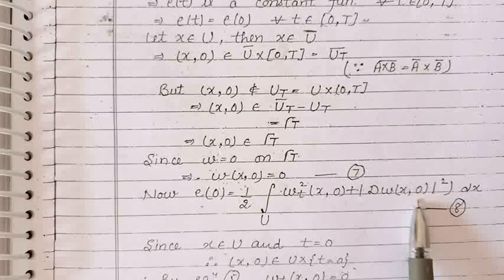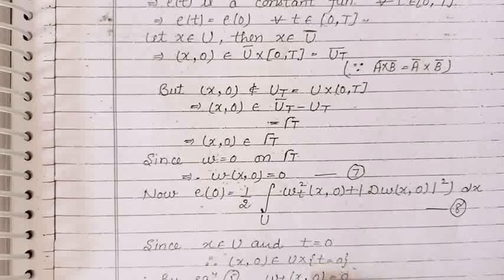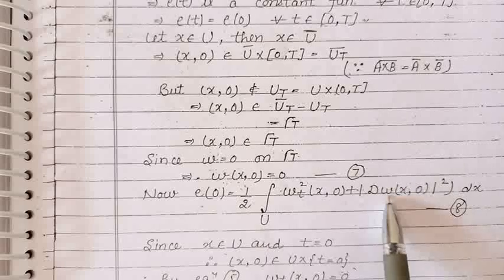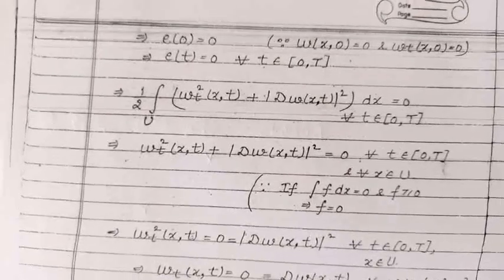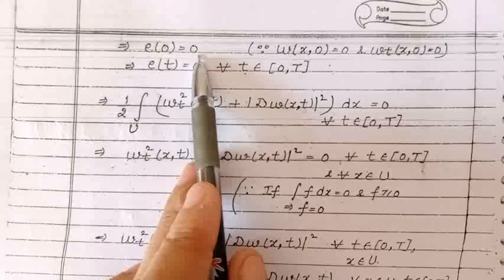Now we can use the result which we proved above, that the value of ∂w/∂t when t is 0, is 0 because the point (x, 0) belongs to the Cartesian product of u with the set t equal to 0. Also dw is 0. Therefore we can say that the value of the energy function at t equal to 0 is 0.